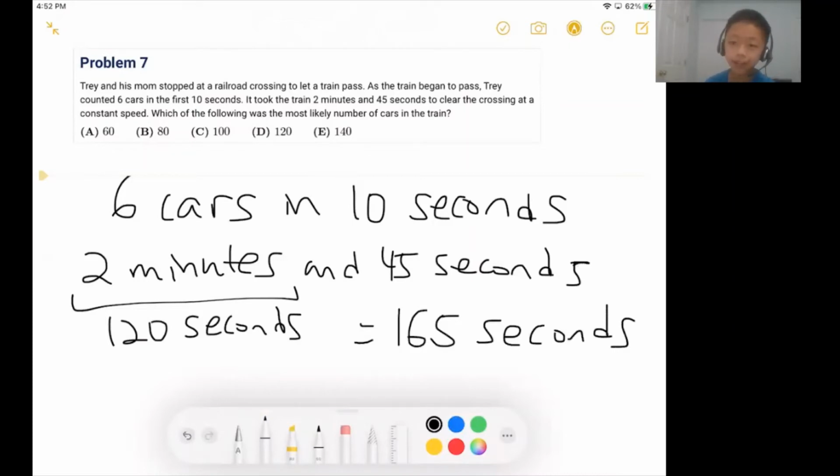The reason I'm converting into seconds is because the question gave us information that 6 cars passed in 10 seconds. They gave us the units in seconds, which is why in questions where they give you different units, it's usually a good idea to convert all of the units into the same unit. Like if they give you meters and centimeters, then you want to convert everything to one unit and make sure you stay consistent. So that's why we converted this to 165 seconds.